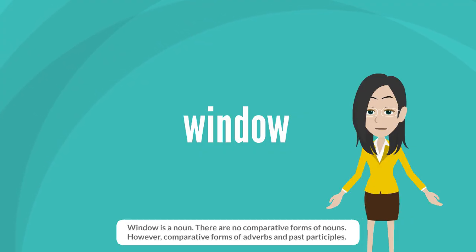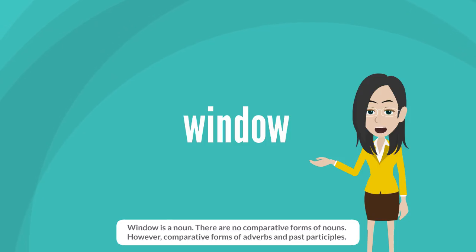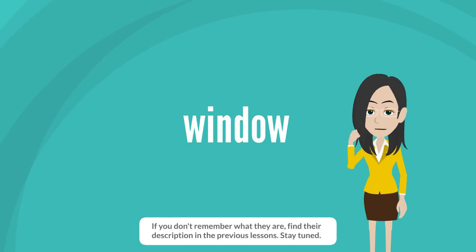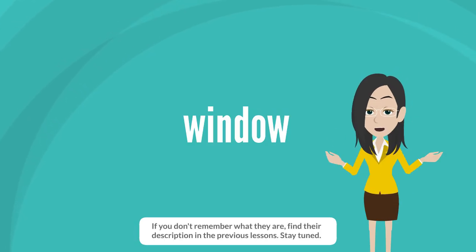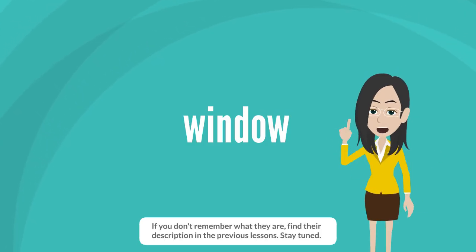Window is a noun. There are no comparative forms of nouns. However, comparative forms of adverbs and past participles. If you don't remember what they are, find their description in the previous lessons.